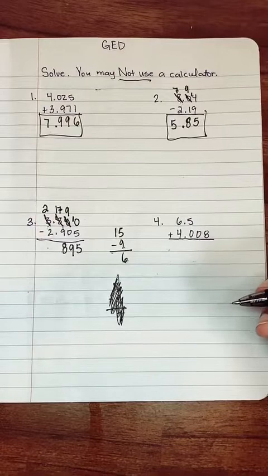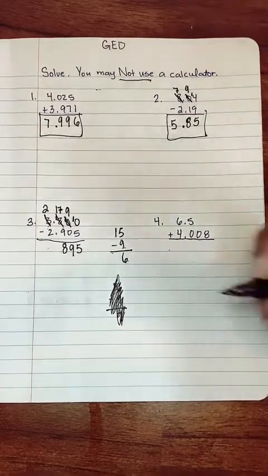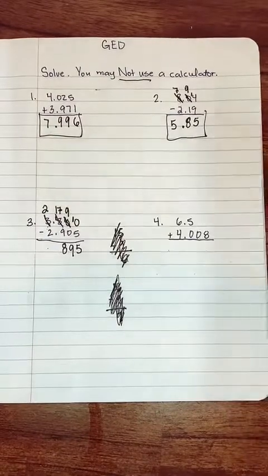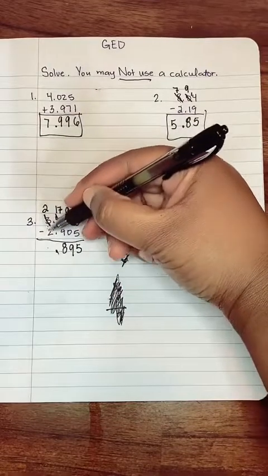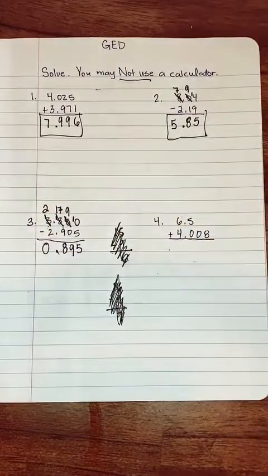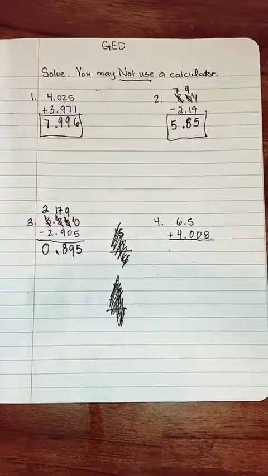Okay, so let's keep it pushing. So 2 minus 2 goes to 0. So it goes to 0. So it's 0.895. All right, so let's look at number 4.